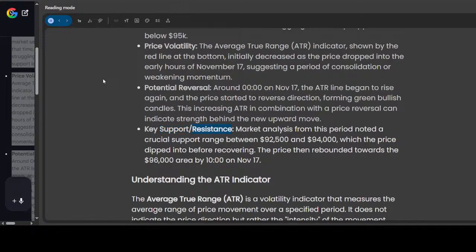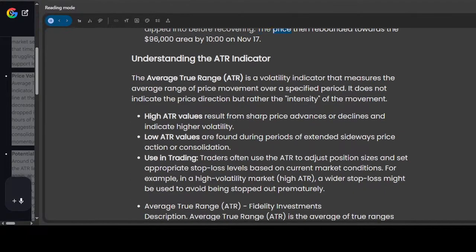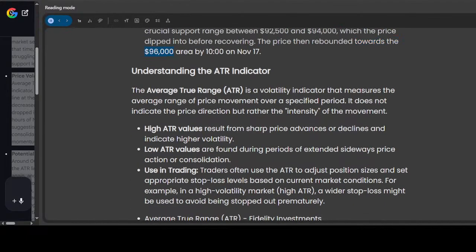Key support resistance. Market analysis from this period noted a crucial support range between $92,500 and $94,000, which the price dipped into before recovering. The price then rebounded towards the $96,000 area by 10 o'clock on November 17.